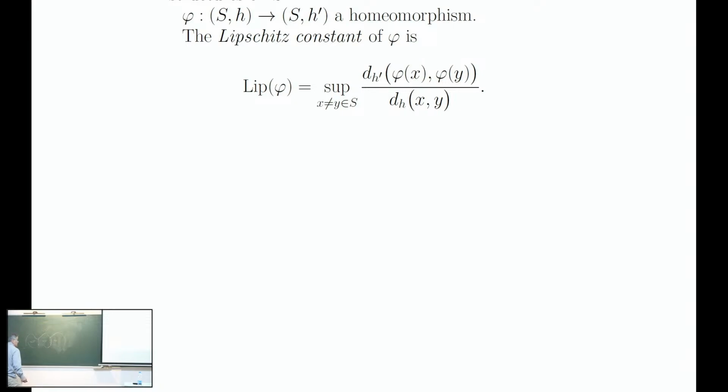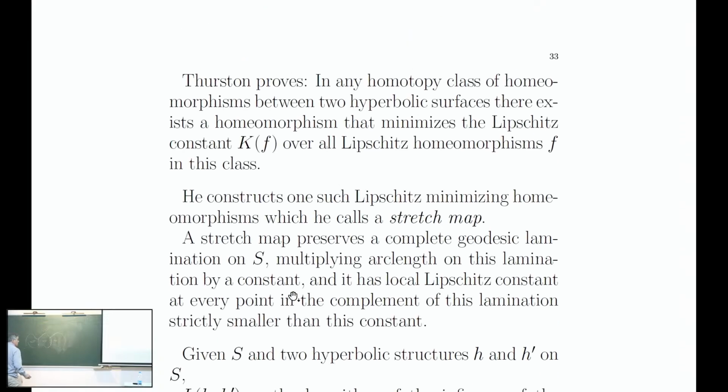What I'm saying here is that one of the results of Thurston in this paper is that in any homotopy class between two hyperbolic surfaces, there exists a homeomorphism that minimizes the Lipschitz constant. He constructs such a Lipschitz minimizing homeomorphism. There are many, but he constructs one which he calls a stretch map. This is why the paper is called Minimal Stretch Maps between Hyperbolic Surfaces; the word stretch map is even in the title. I'm giving you some of the properties of these stretch maps.